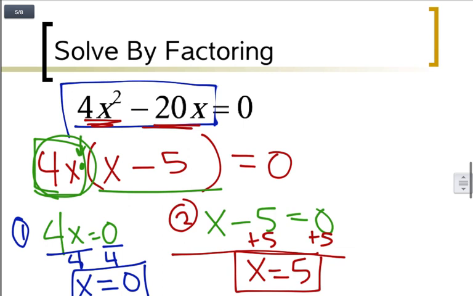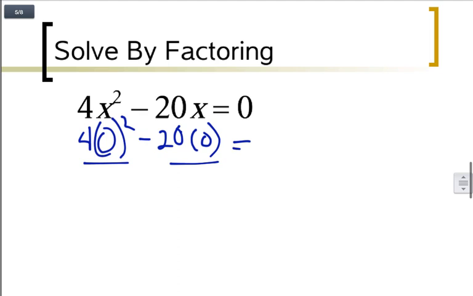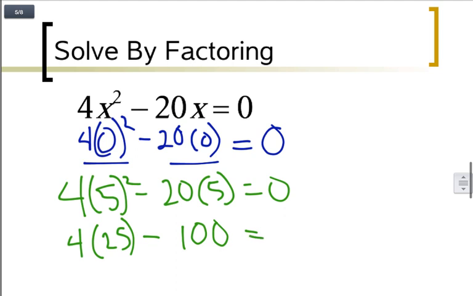So let's check that. x was supposed to equal 0, so if I plugged in a 0 here, I see that I multiplied both of these times 0, and the answer is, in fact, 0. And the other solution was 5, so I put 4 times 5 squared minus 20 times 5 equals 0. Now, this gives me 4 times 25, which is 100, minus 20 times 5, which is also 100, and 100 minus 100 is, in fact, 0.